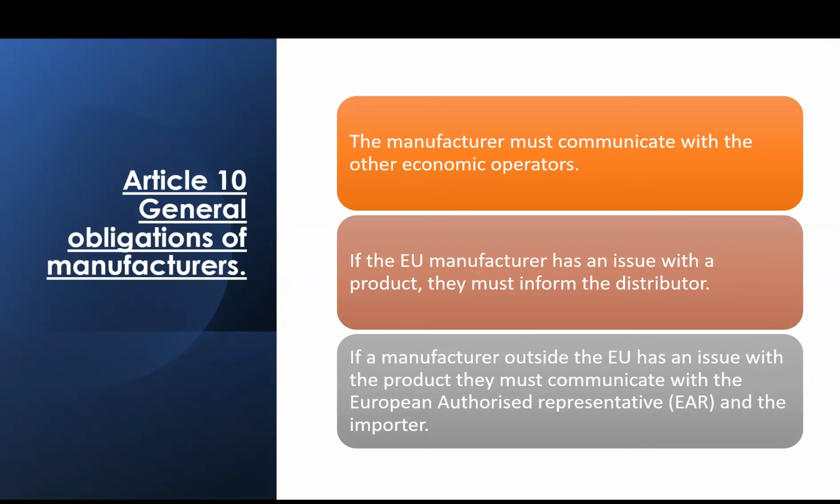The manufacturer has to communicate with other economic operators. If it does not, the regulation will not work effectively. By following the regulation process, communication will happen. If a European Union manufacturer has an issue with a product, they must inform the distributor. The regulation dictates this to happen, and it should be driven with the quality management system. Standard operating procedure for field incidents should ensure that this happens.